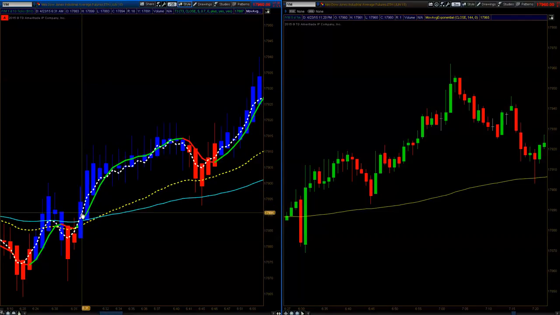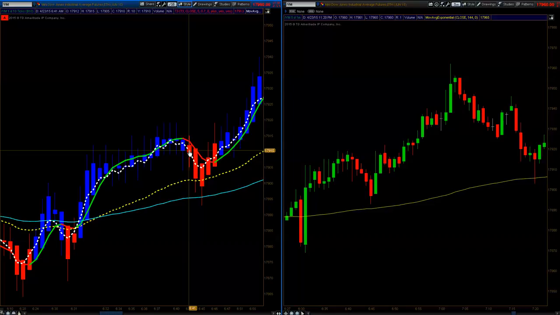So entry here, at least at the close of the bar, would have put you in at 17,894. We're in a long trend here. And if we count up all the way at least to the first red bar, that's a total of about 25 ticks there.